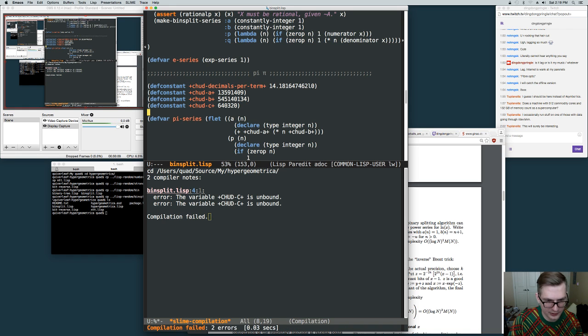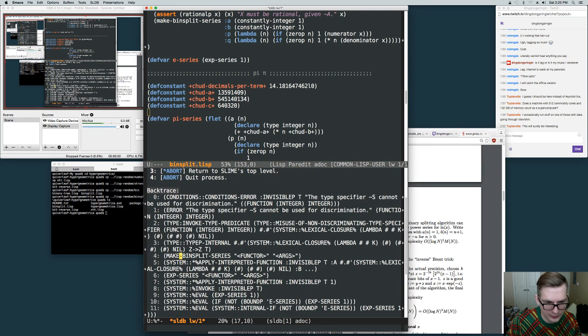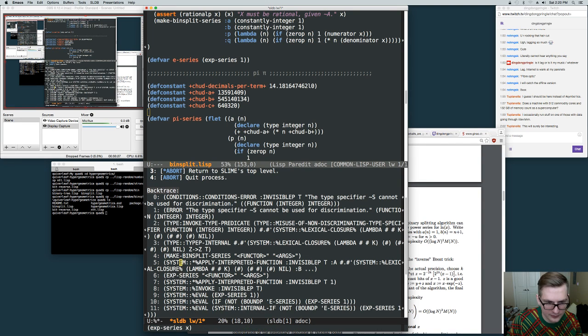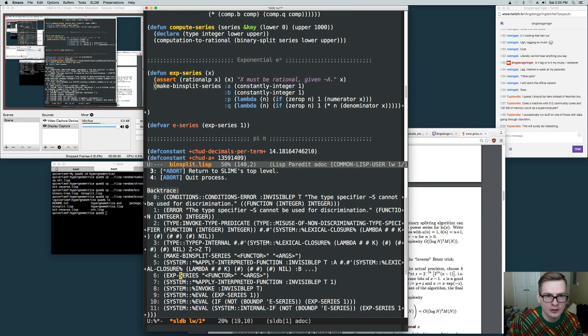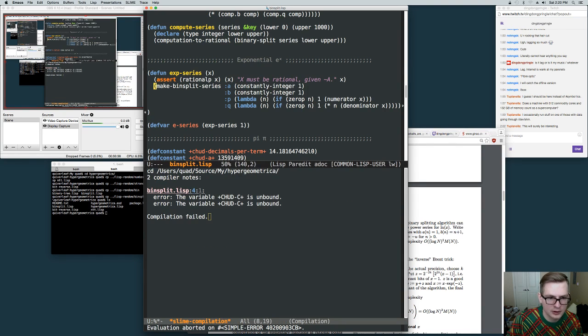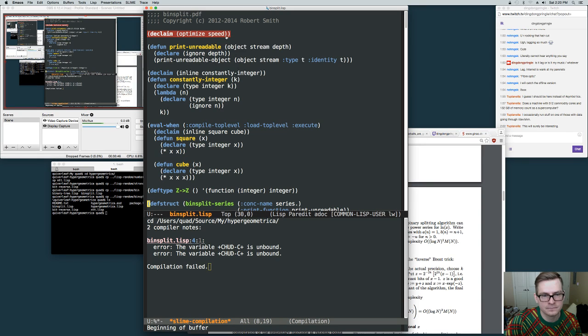Let me just recompile again. There's still 2 errors. Let me load it. So there are some problems with this code that I didn't realize. Let's see if we can find them. I don't know why this, I would think that this code should work. What's this thing?